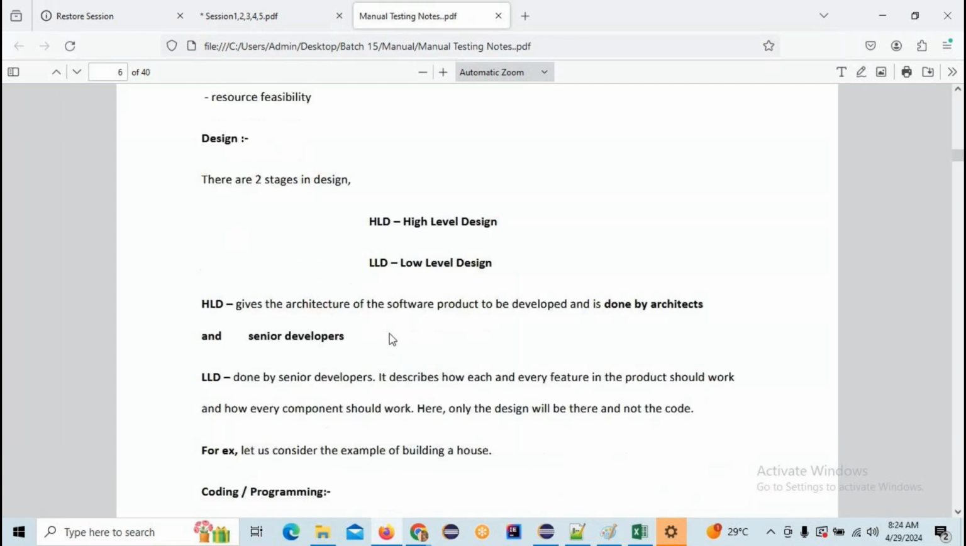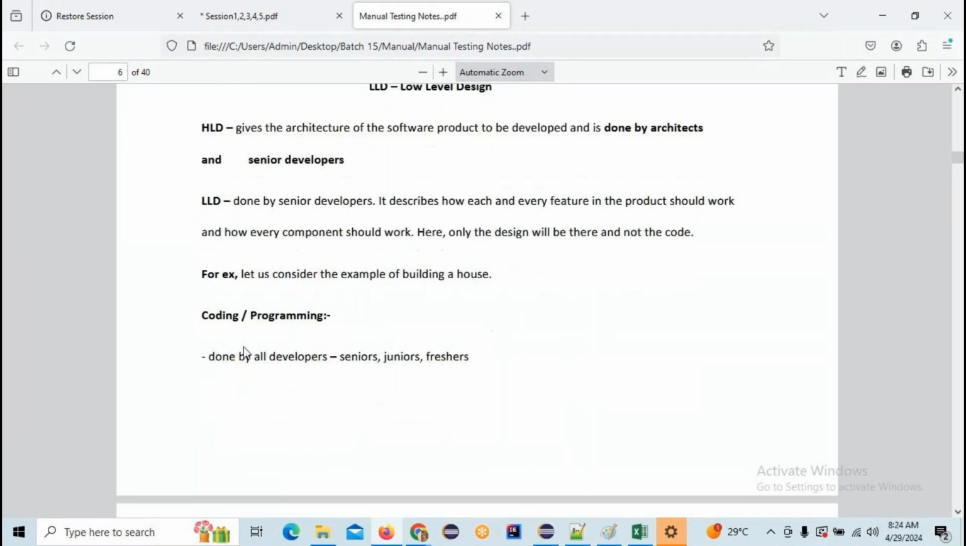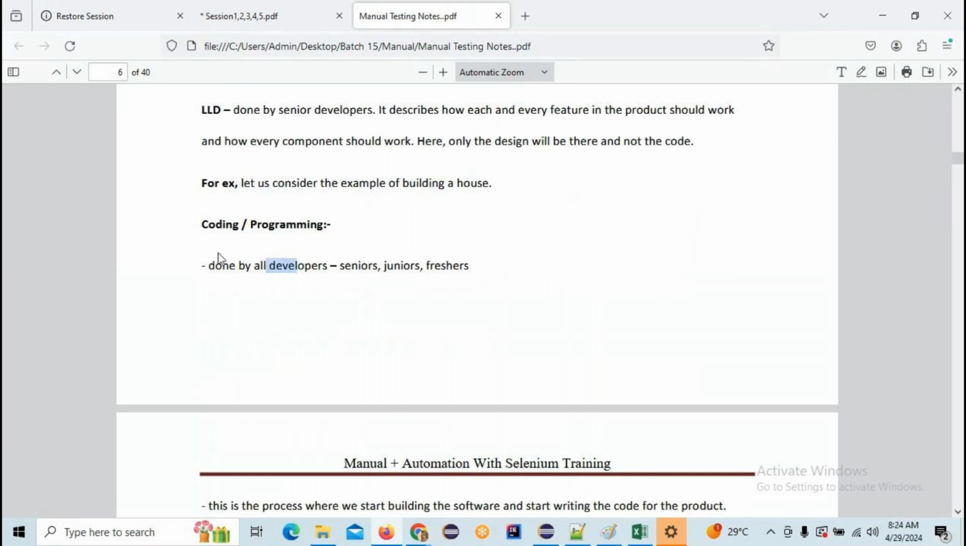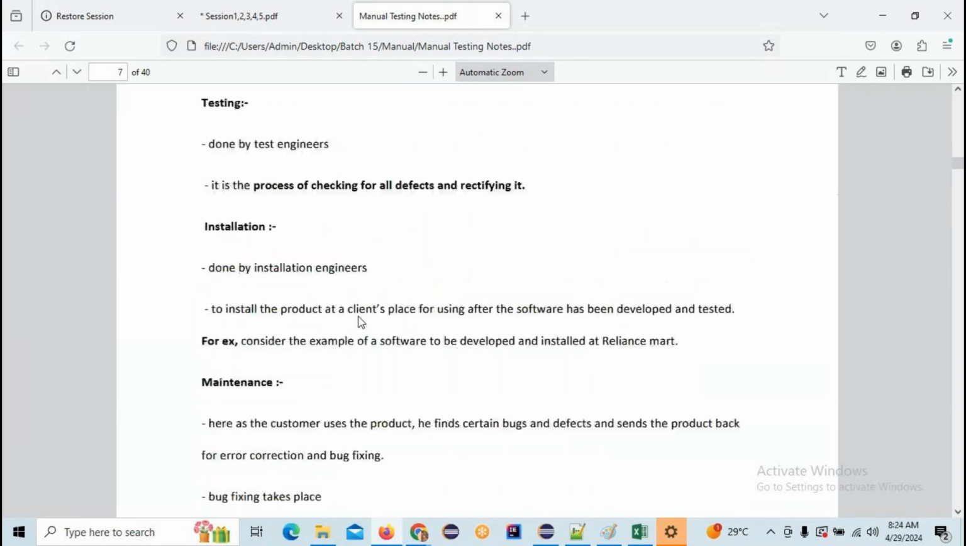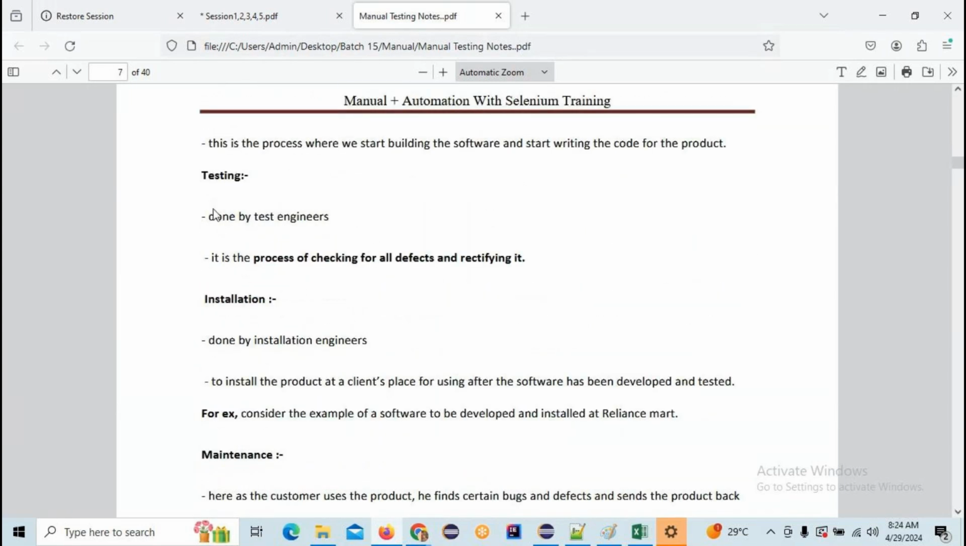So that is called design. Once design is done, all the developers together can start coding. Who will start? Juniors, seniors, freshers, everyone will be involved in this coding. Once the coding is done, our part starts: testing. It is a process of checking all the defects and issues and rectifying them. Next, installation. It is also called deployment, done by the installation engineers. You may hear the term DevOps engineers, development operations.